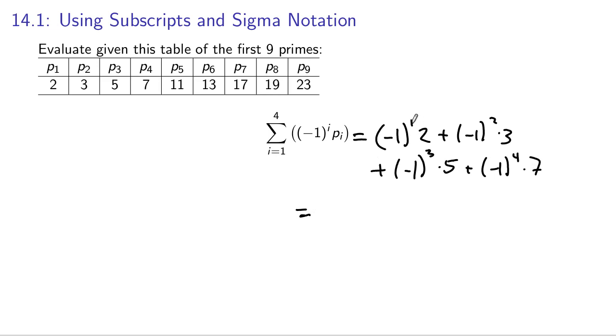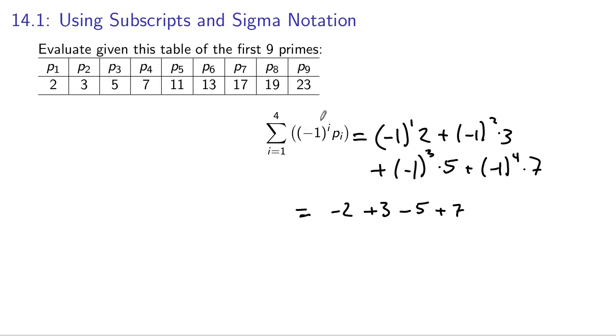Well, negative 1 to the first power is just negative 1, so we get negative 2. Negative 1 squared is just 1, because we multiply the negatives together, which just gives us 3. Negative 1 cubed is negative 1, so we get negative 5. And negative 1 to the fourth is positive 1, so we get plus 7. So this negative 1 to the i power alternates the sign. It gives us a subtraction every other time instead of an addition.